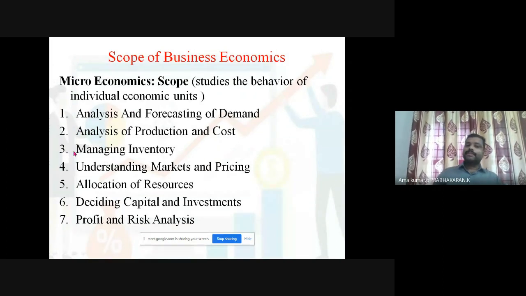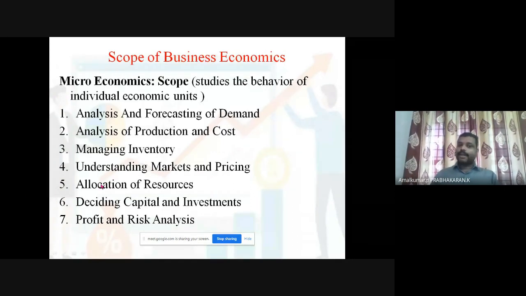And another one is managing the inventory of a company. A company has a number of inventories. It has raw material, finished goods, or work in progress. So managing the inventory is within the company. So this is a microeconomic scope of business economics.